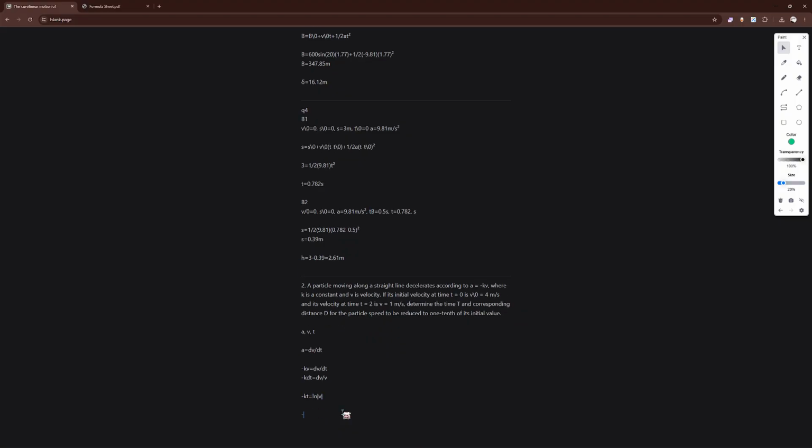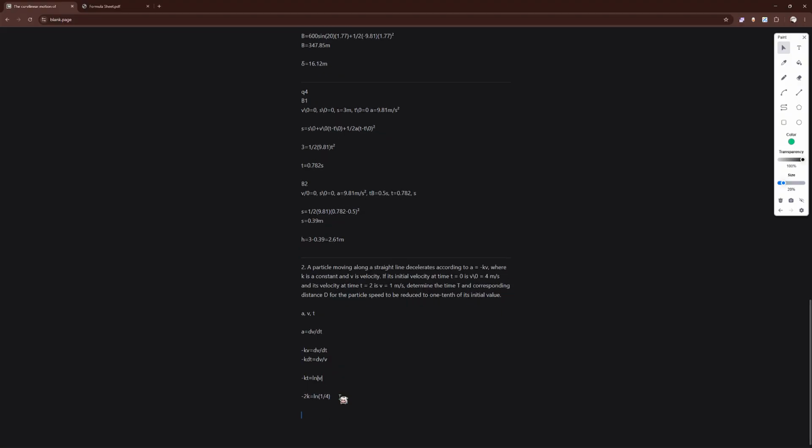You're going to have negative 2k is equal to ln of v2 over v naught, where v naught is 4 and v2 is 1. So it's ln of, we can drop the absolute values, 1 over 4. Solving for k, you divide by negative 2 on both sides, and you don't need to raise it to anything. k is equal to 0.693. So that's your k value.